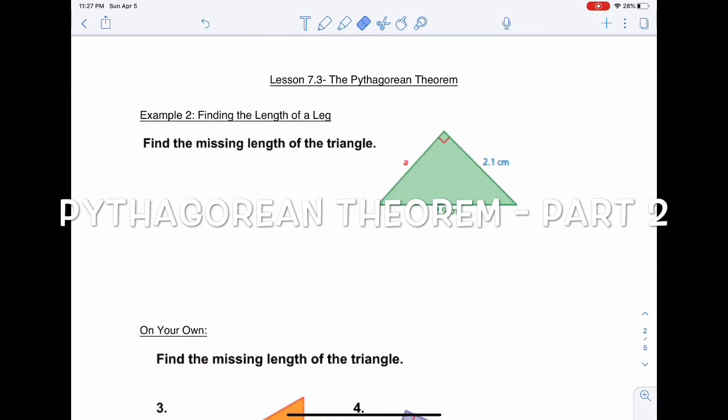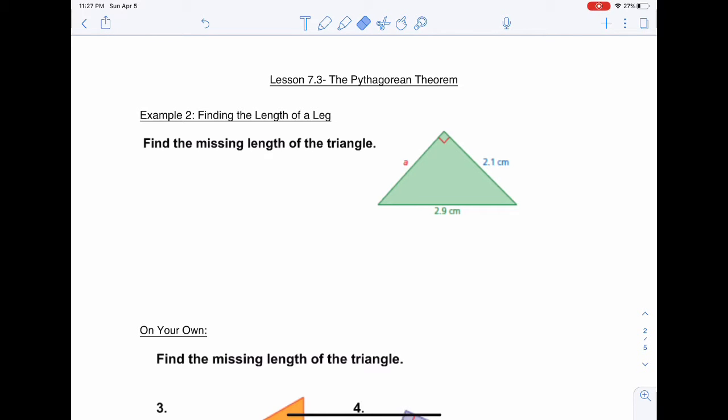Hi guys, so today we're going to be doing part 2 of the Pythagorean theorem. Yesterday we learned how to find the hypotenuse. Today we're going to be looking at how to find one of the legs, okay, uno de los lados. So if you notice here on this triangle, we already have side B and side C, your hypotenuse over here. You're going to see that side A is the one that is missing.